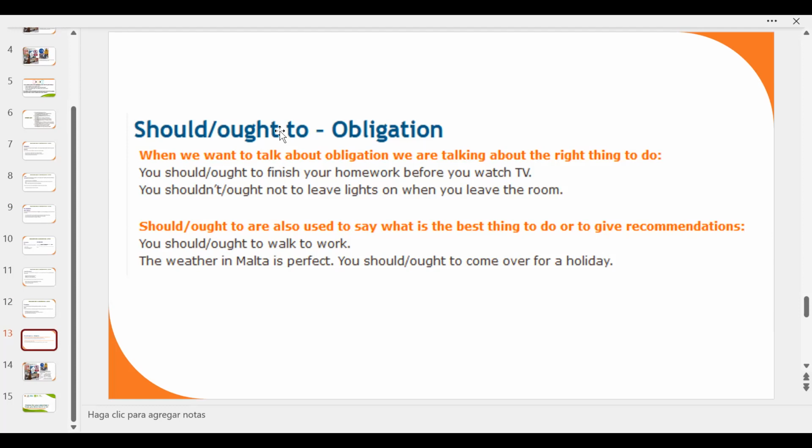Teacher, the pronunciation of oughta is with D or with R? ¿Ora o oda? Ere. Ora. It's like our R in Spanish, yeah, ora. Okay. All right. Okay.